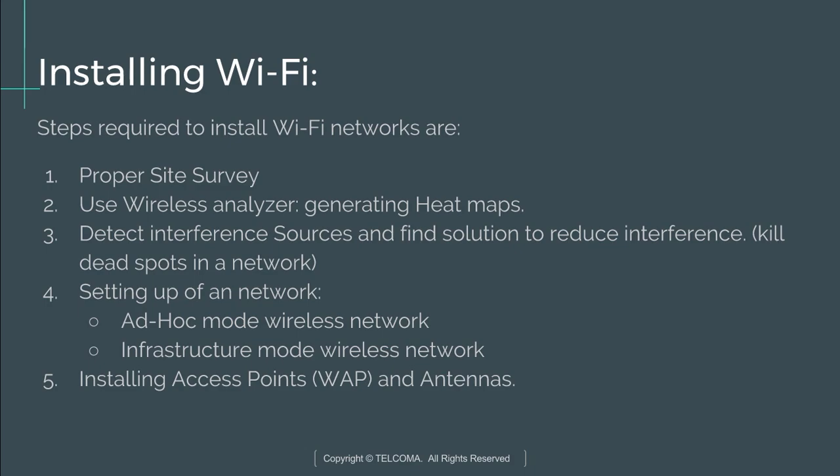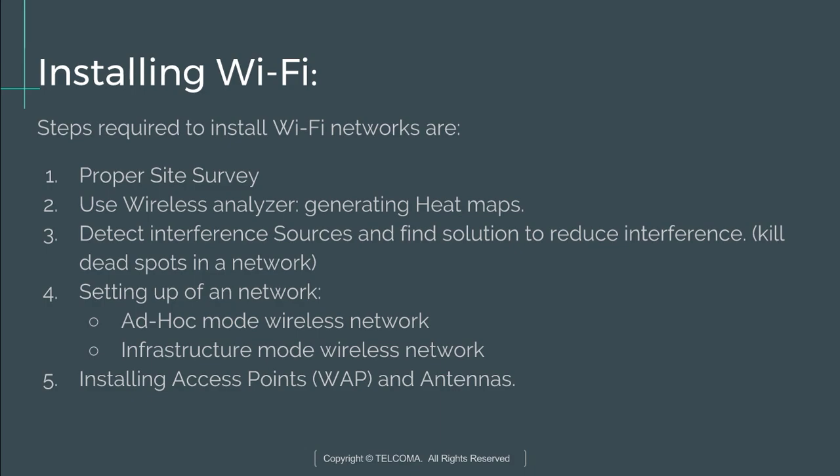The next step, we will detect the interference sources, and then we will find a solution to reduce the interference. These interference sources are things like refrigerators, microwave ovens and metal plumbing. They will give interference to the wireless network. So we will reduce this interference, because these interference sources create dead spots in a wireless network, and we have to kill these dead spots in the network.